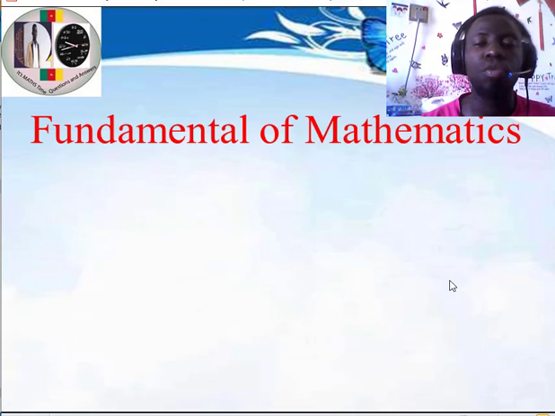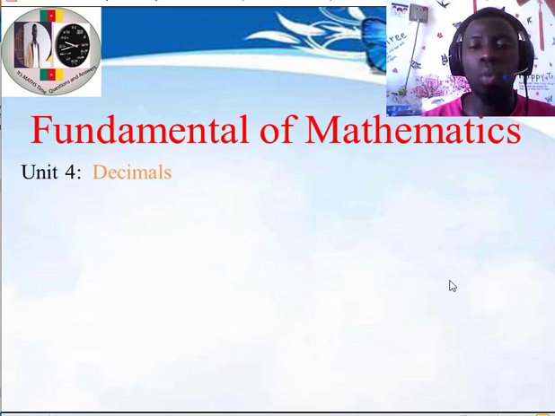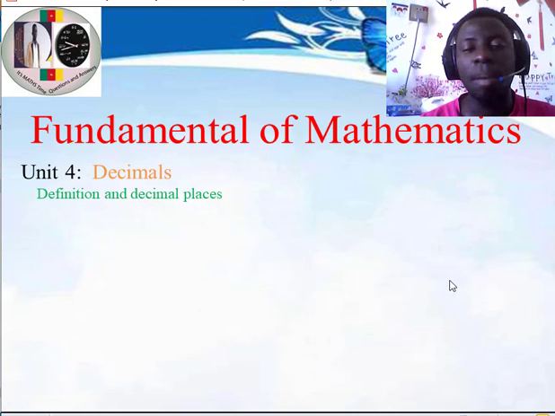From there we are going to move to unit 4, which is talking about decimals. In decimals, we are going to talk about the definition and decimal places.